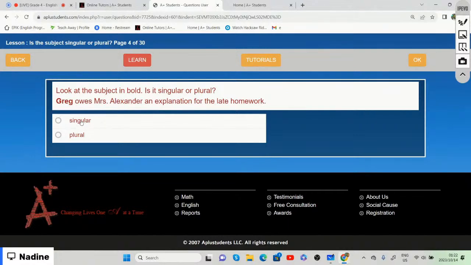And then we say Greg owes Mrs. Alexander an explanation for the late homework. Is it option one, which is singular, or option two, which is plural? All right, so we can say it is singular, or he is singular. Him referring only to one person, Greg only.